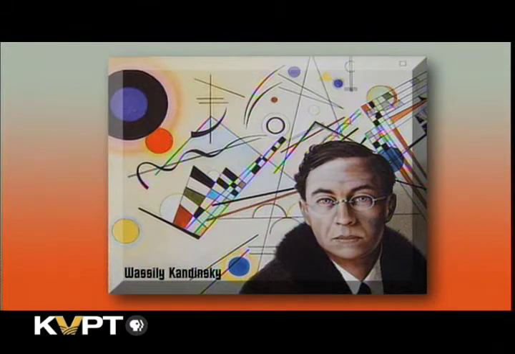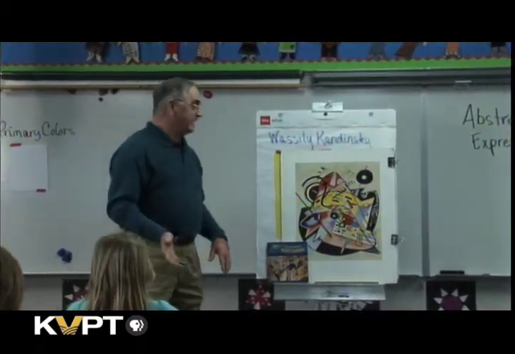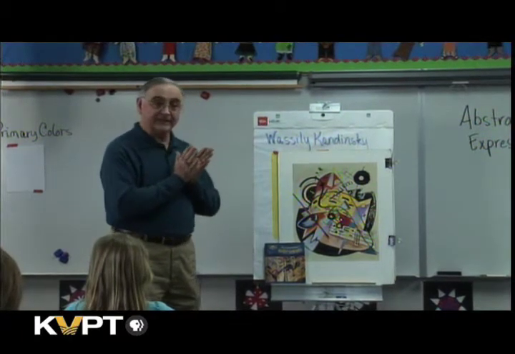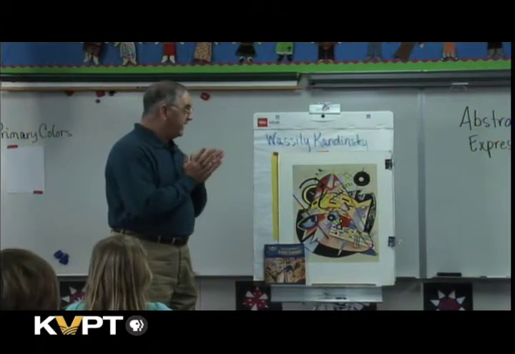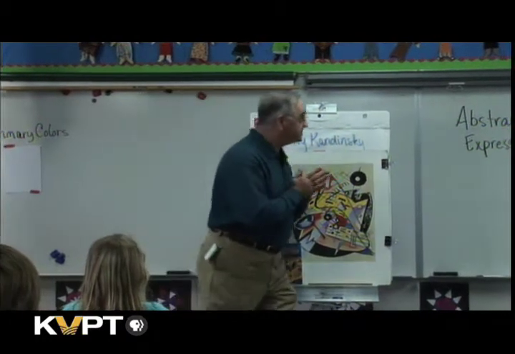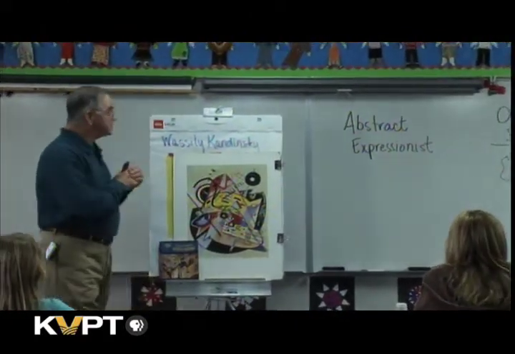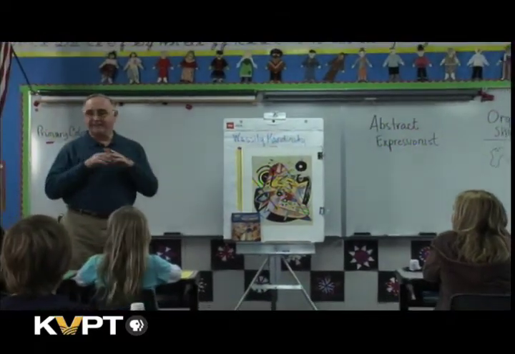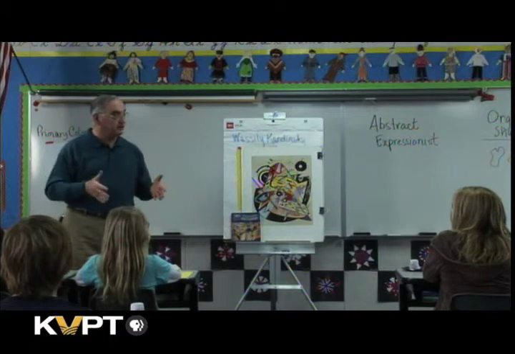Vasily Kandinsky. He was born in 1866. That's a long time ago. And he died in 1944. He was pretty old when he died. But back in the early 1900s, or a long time ago, 100 years ago, he and a group of artists got together and they called themselves the Abstract Expressionists. See that word up there? Abstract Expressionists. They decided they wanted to take art back from painting houses and people and trees and things like that to just the elements of art.